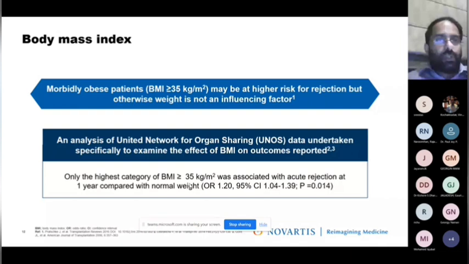The body mass index is usually not very significant, except in morbidly obese individuals. When the BMI is more than 35 kilogram per meter square, these individuals may be at higher risk of rejection, but otherwise weight is not an influencing factor. An analysis of the UNOS was undertaken specifically to examine the effect of BMI on the outcomes, and they found that only the highest category of BMI, that is more than 35, was associated with acute rejection at 1 year compared with normal weight.